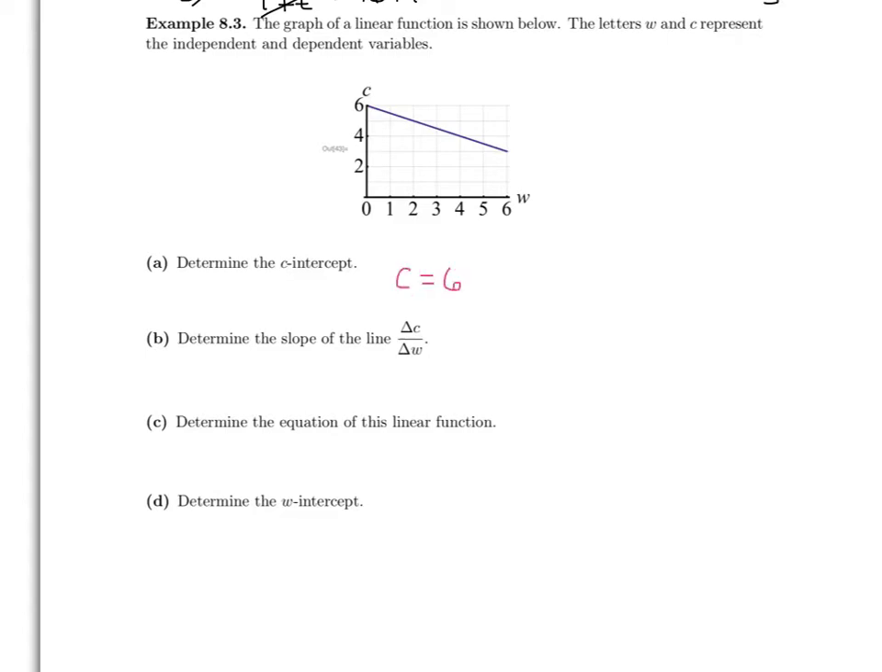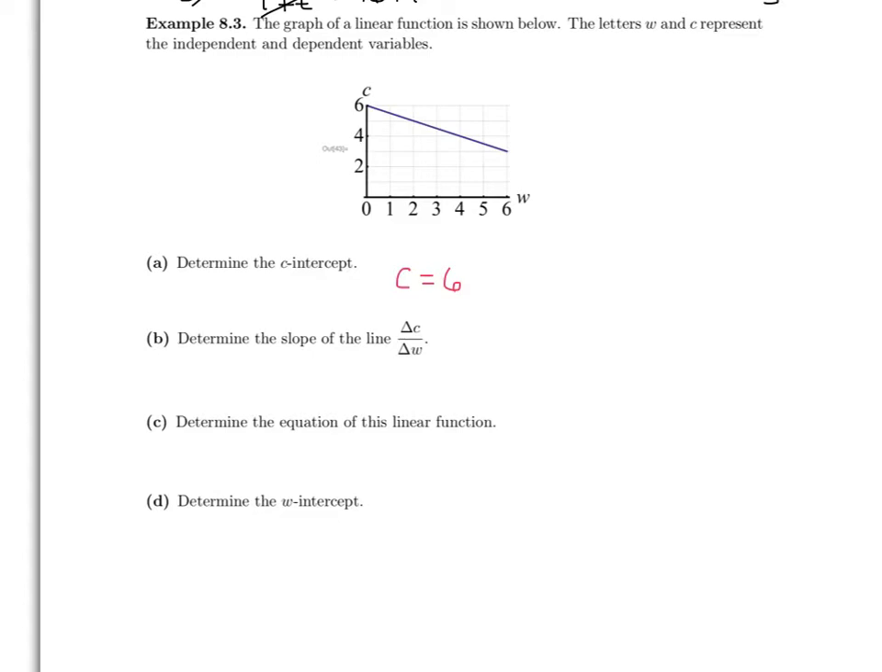C equals 6. Now let's look at part B. Determine the slope of the line. Remember, the slope is always the change in the output divided by the change in the input. C represents the output, so this is the change in C, which is the change in the output. This is the change in W, which is the same as the change in the input. Let's go ahead and look back up at the graph.